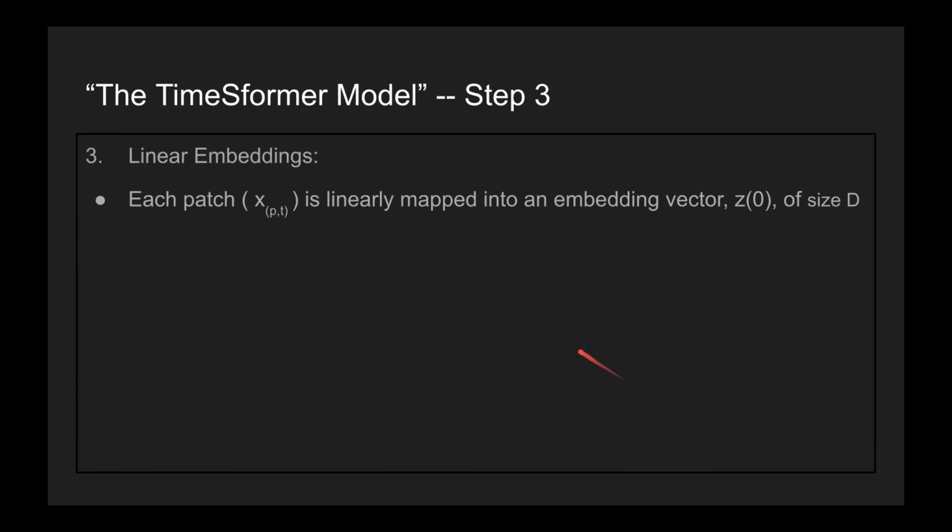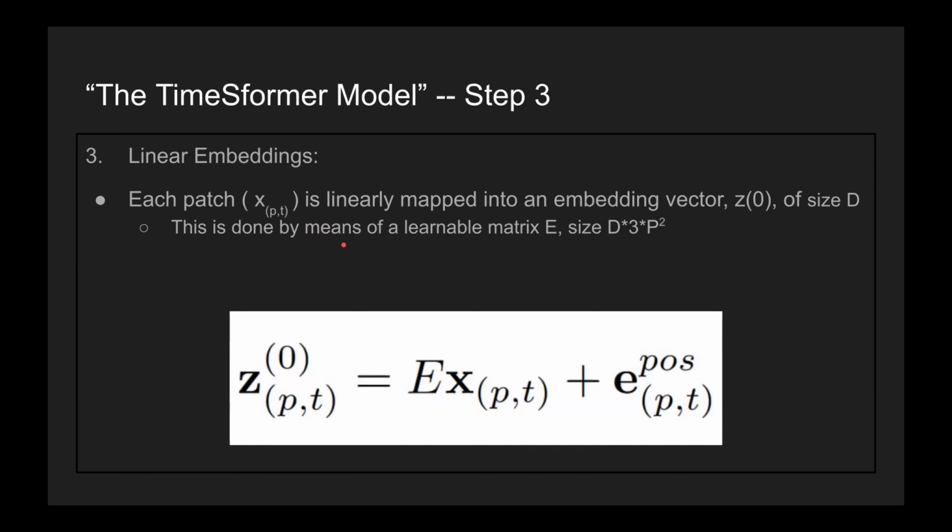So for the linear embeddings, each patch is linearly mapped into an embedding vector z of size D, D being all of the tokens plus the classification token. This is done by means of a learnable matrix E. If you happen to remember last week's ViT, they introduced new embeddings, as Ryan already talked about. TimeSformer uses uniform frame sampling, while ViT used tubelet embedding with central frame initialization. This is just the patch that we just talked about, again with p space and then t time.